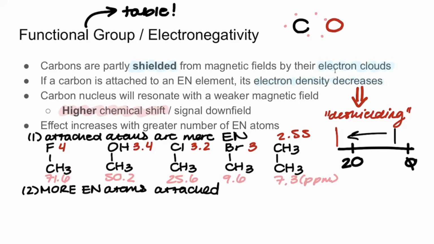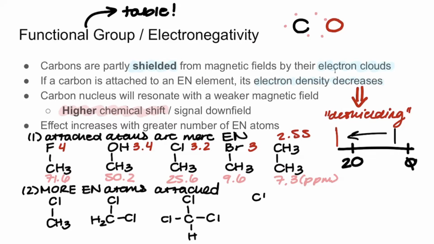And then the second part of that is that the effect is going to increase when you have more electronegative atoms attached. So let's say I wanted to put chlorine on our methyl. Let's say now I wanted to do 2 chlorines. And now you guys know where this is going. 3 chlorines, that is not a chlorine. And finally 4 chlorines.